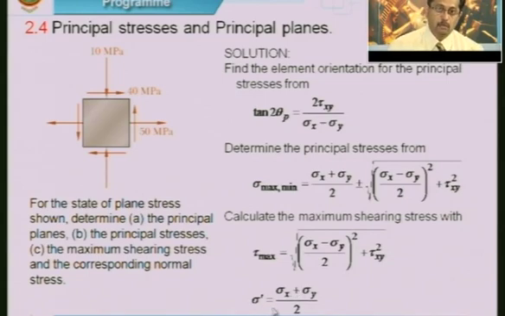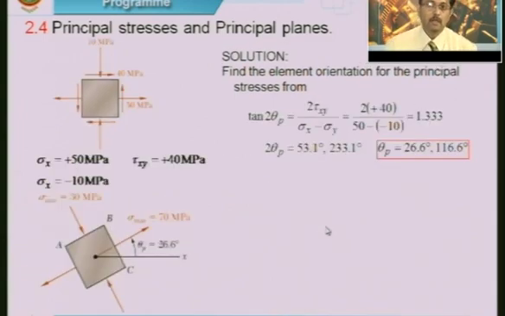This would be the normal stress that is going to be acting on this plane, where the maximum shearing stress is going to be acting. So, these are the equations that we are going to use to solve this problem. Okay. So, let us see what that is.